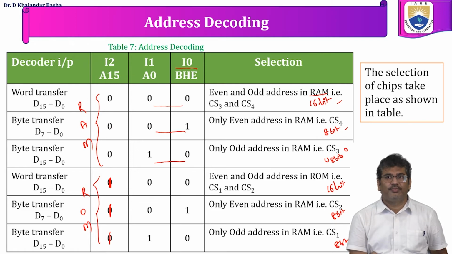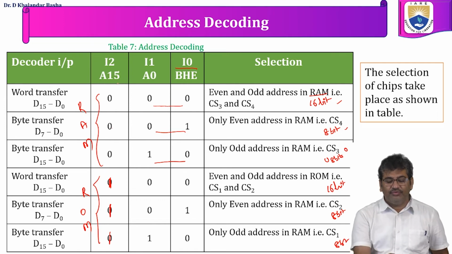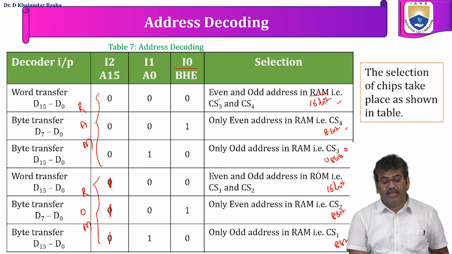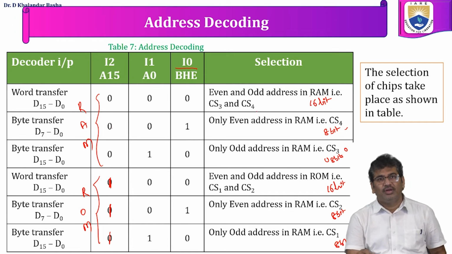Now, by combining the decoding, if A15 A0 BHE bar is selected as 000, then it corresponds to a word transfer, that is 16-bit size from D0 to D15, and the banks which we are going to select are the even and odd address of the RAM block, that is block 3 and block 4. So we have to enable the chip select pins of block 3 and block 4.